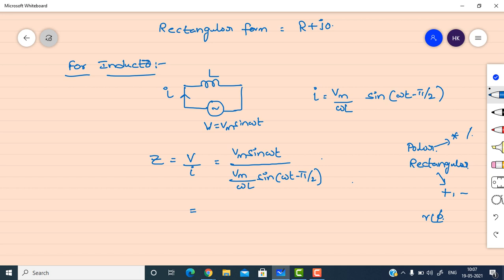R is nothing but the RMS value. RMS value means maximum value by root 2. So the polar form for this is Vm by root 2 at an angle. What is the angle here? 0. Vm by root 2 at an angle 0.